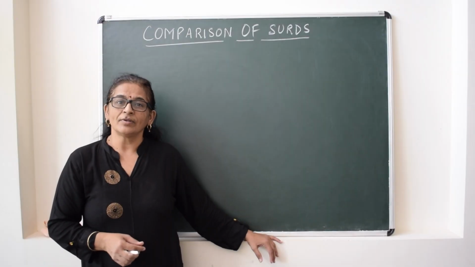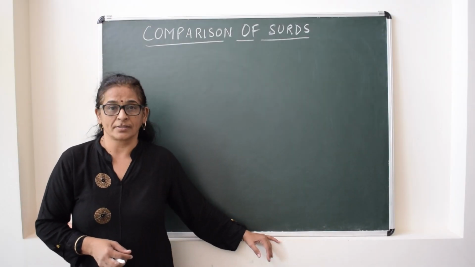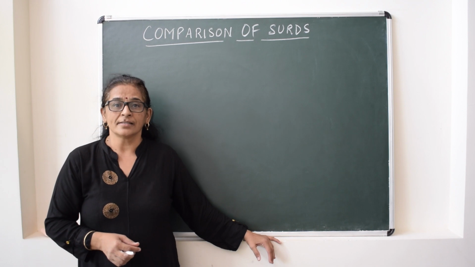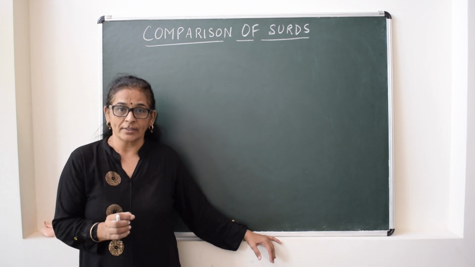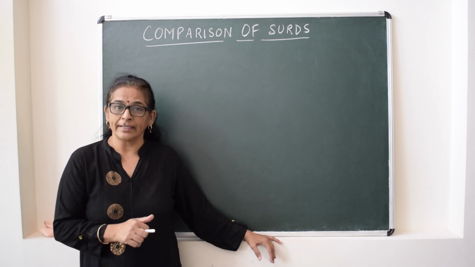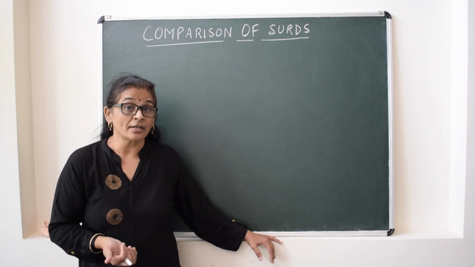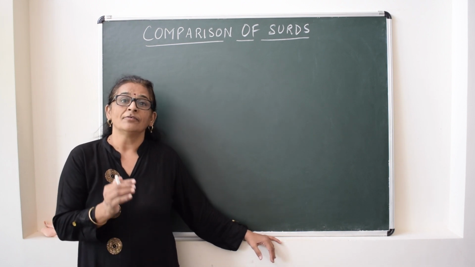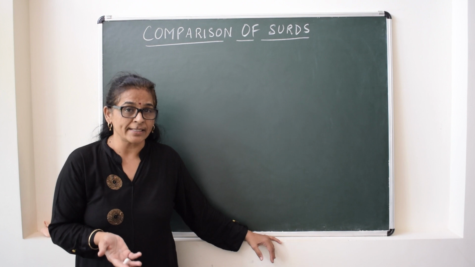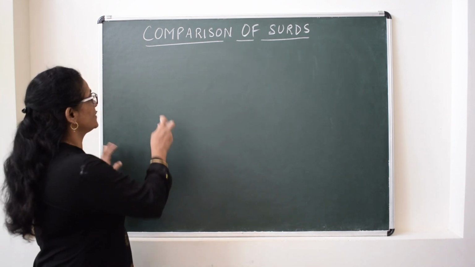In this lecture, we will learn about comparison of surds. There are different cases. Sometimes the order is same, then we can compare the radicands directly. If the orders are not same, then we will find the LCM and make it same. So let's take some examples.